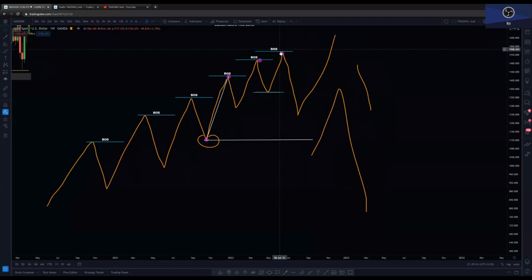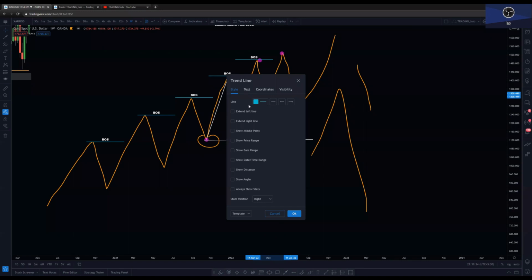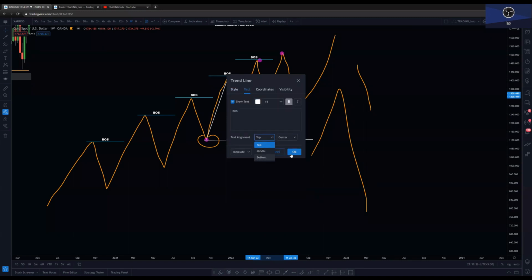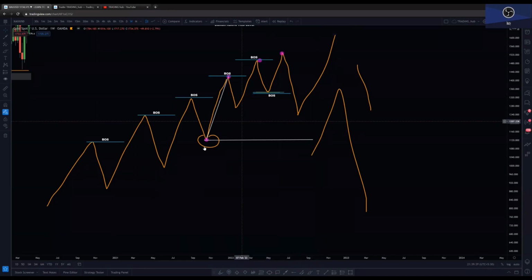Sorry, this one is not a break of structure. This one is your break of structure because this time the market broke this low, which is called break of structure. Okay, so basically, let's move on to the live chart.